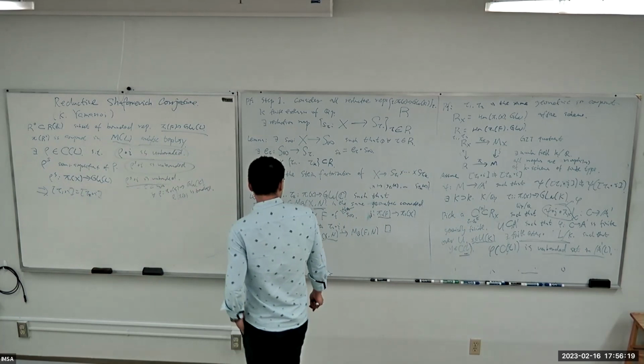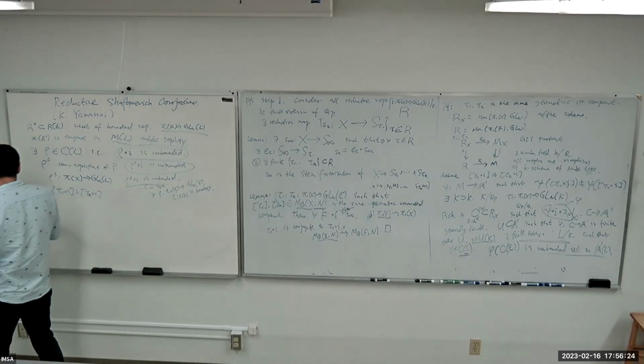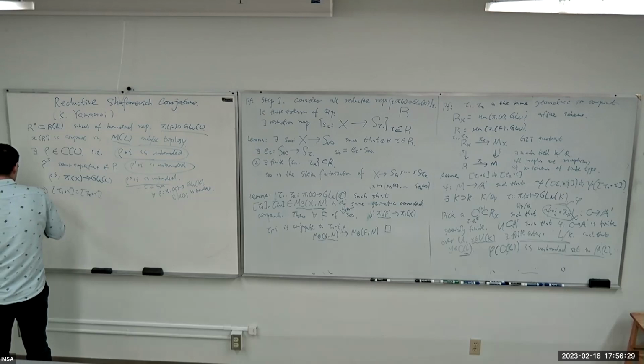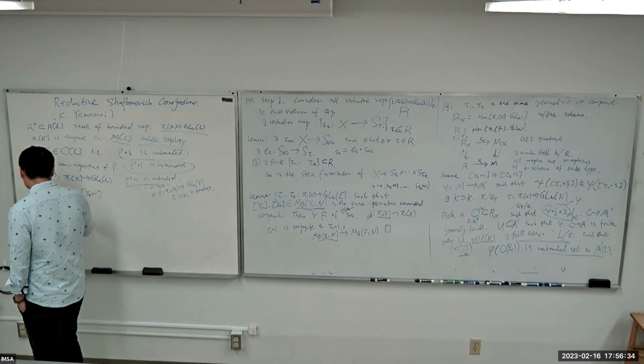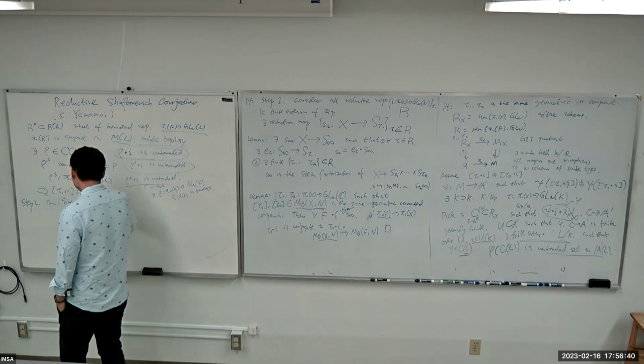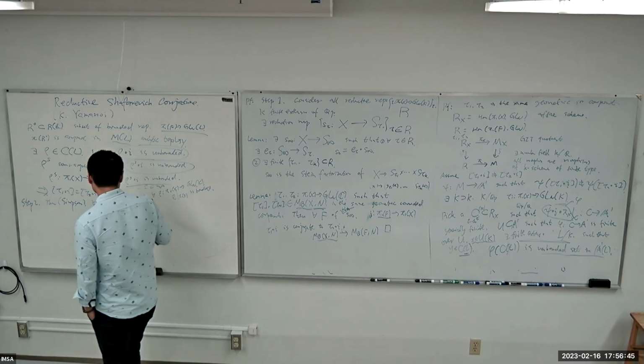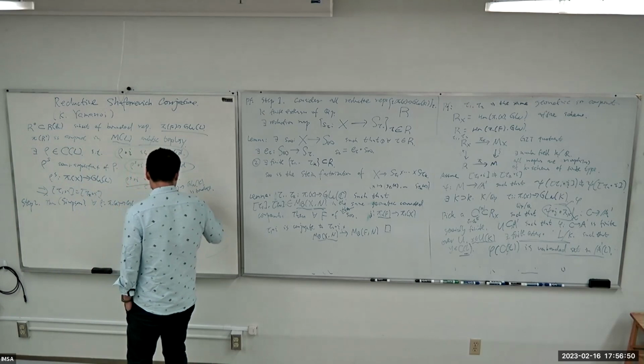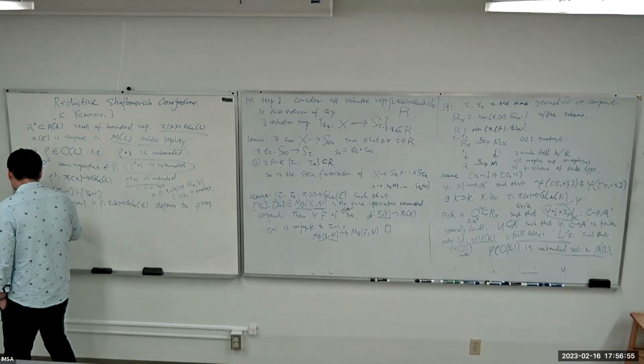After this, I will briefly explain how to construct a Shafarevich morphism. So now step two. I want to use Simpson's theorem, but let's recall it quickly. He says that every representation, not necessarily linear, not even reductive, can deform to a representation which underlies a complex variation of Hodge structure.